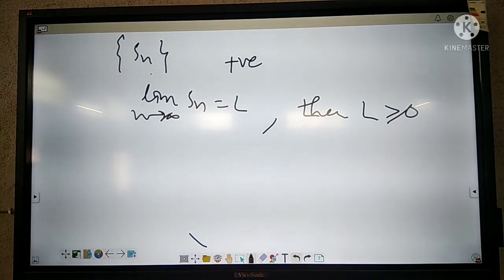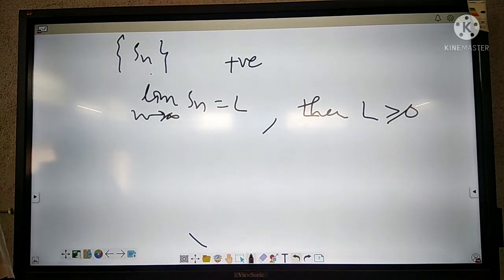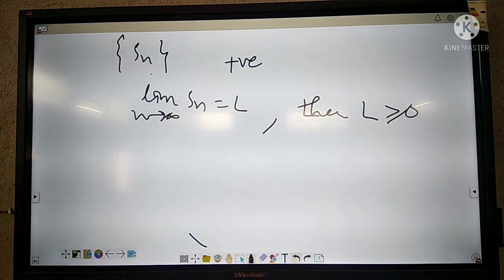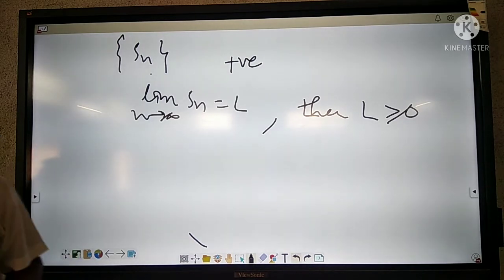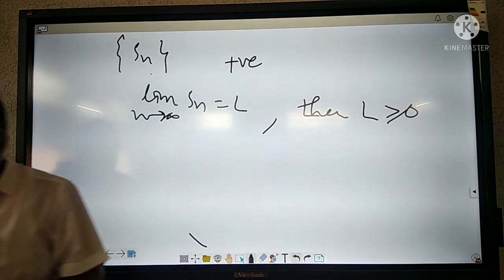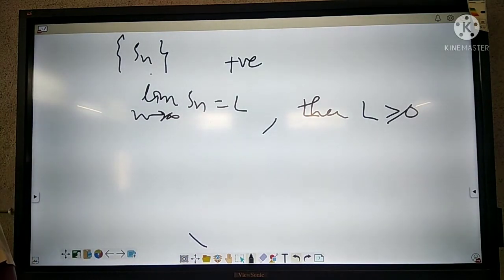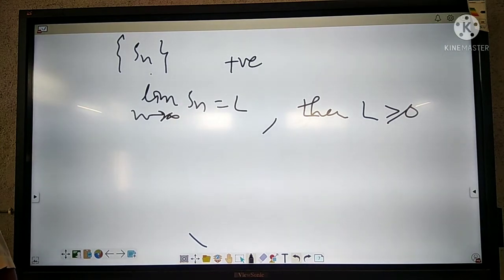So what is meant by a convergent sequence? We have seen 2-3 examples. We are not going to do any theorem because your exam is, I think, institute type, so we are not going to spend time on proving the theorems.